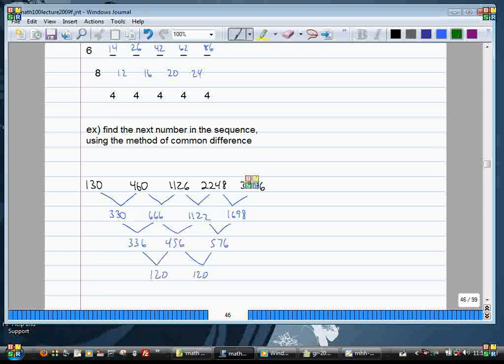Exactly. The pattern is, on this layer, the differences are always going to be 120. So you can fill in 120. In fact, you can fill in as many 120s as you like. We only want one though. So once you fill that in, what next number can we fill in? Right, that tells you immediately that this is 696. Now knowing that, what number can you fill in?